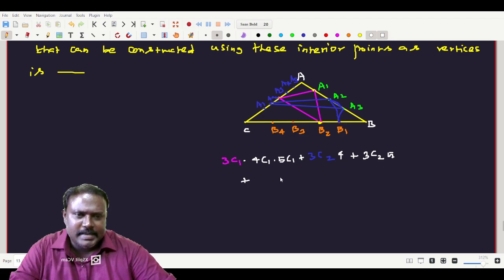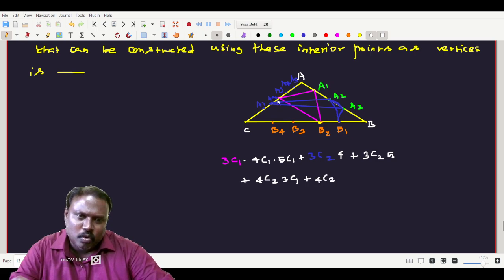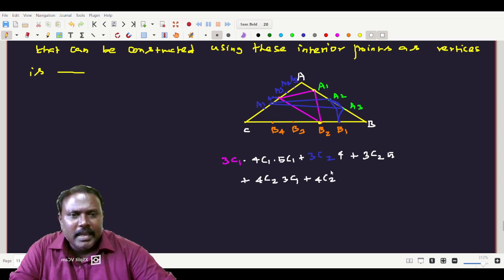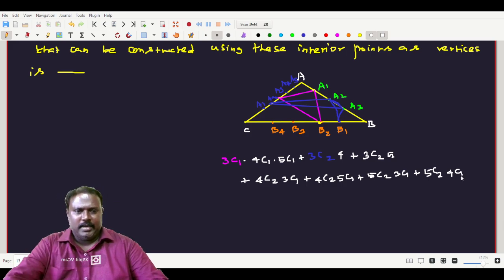In the side BC, I can select two vertices, right? In how many ways can I select two vertices out of 4 vertices? In 4C2 ways. Then here I need to select one vertex, that can be done in 3C1 ways, plus next 4C2, here I can select one vertex, that can be done in 5C1 ways, and then from this side I can select two vertices, 5C2 into 3C1, and then 5C2 into 4C1. Right, now let us simplify this.